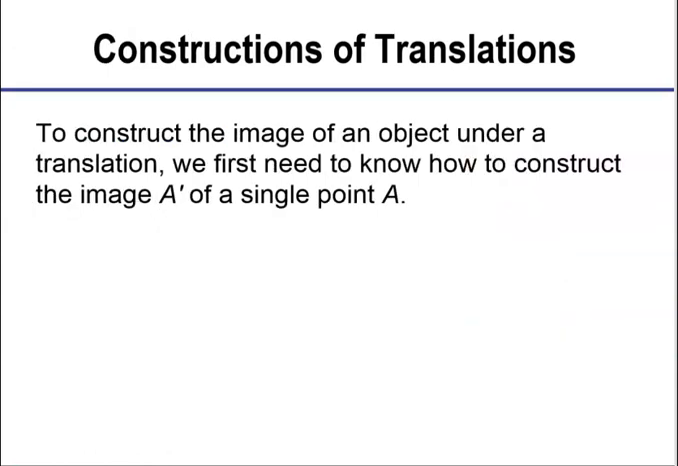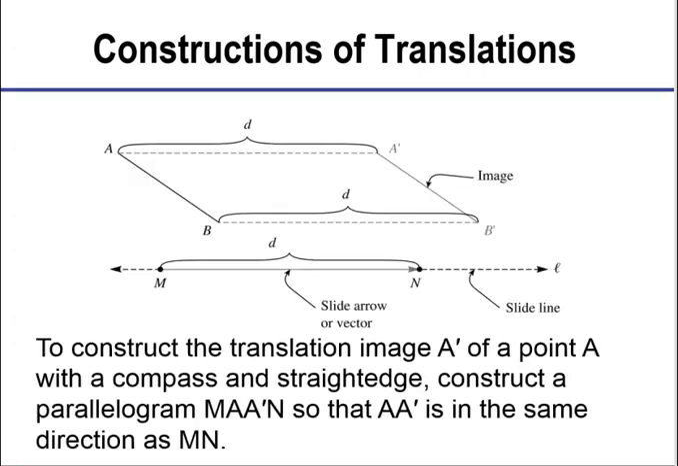To construct the image of an object under a translation, we first need to know how to construct the image A primed of a single point A. So when you do these, always focus on a single point to start with, and then just move each point one at a time. So for this particular translation, I'm going to highlight what we're actually doing here. So you see that we have a line segment AB. So I'm going to highlight that. And the goal is to create a copy of that line segment. We're calling that an image.